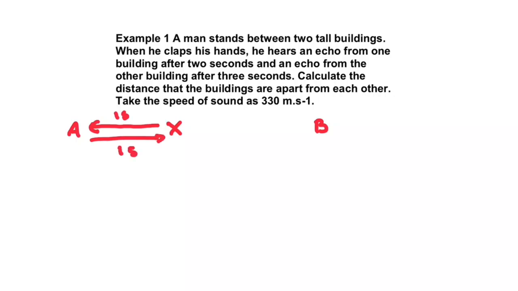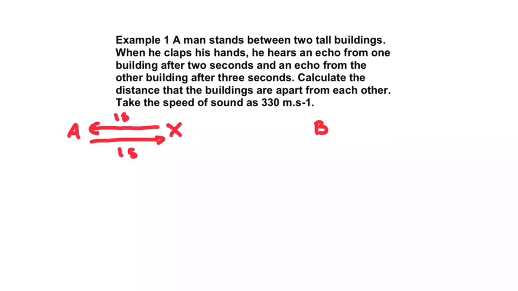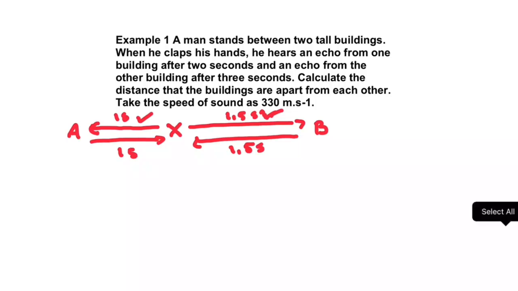And then now let's take a look at the man and the second building. It takes 3 seconds. So for the sound waves to travel from the man to the building is 1.5 seconds, while traveling from the second building back to the man will be another 1.5 seconds. We're just dividing the time taken by 2. 2 divided by 2 is 1. 3 divided by 2 is 1.5 seconds. So this is the first thing you have to realize when you are working with echoes. As soon as you make sense of this, you are done. You can easily solve all the problems.